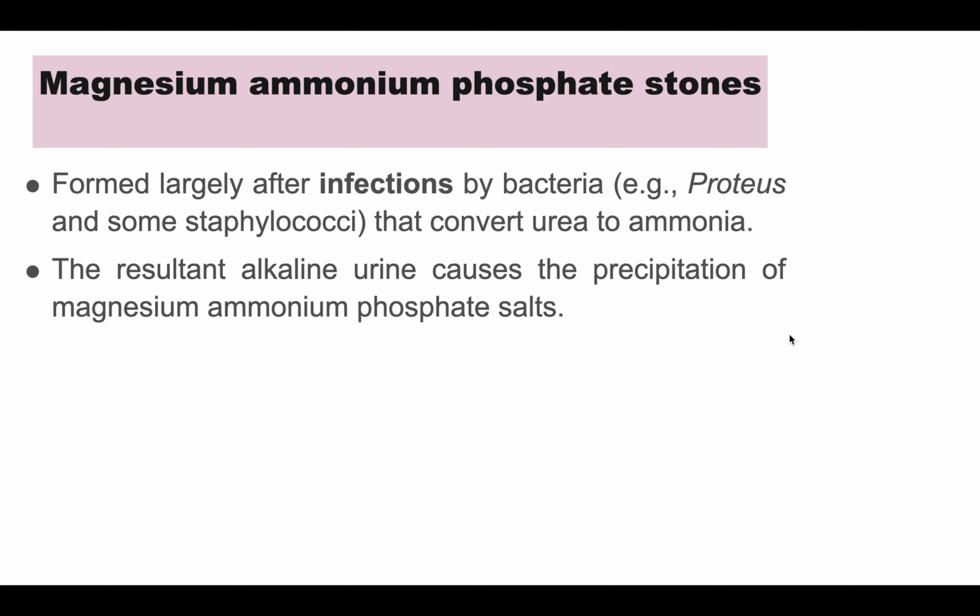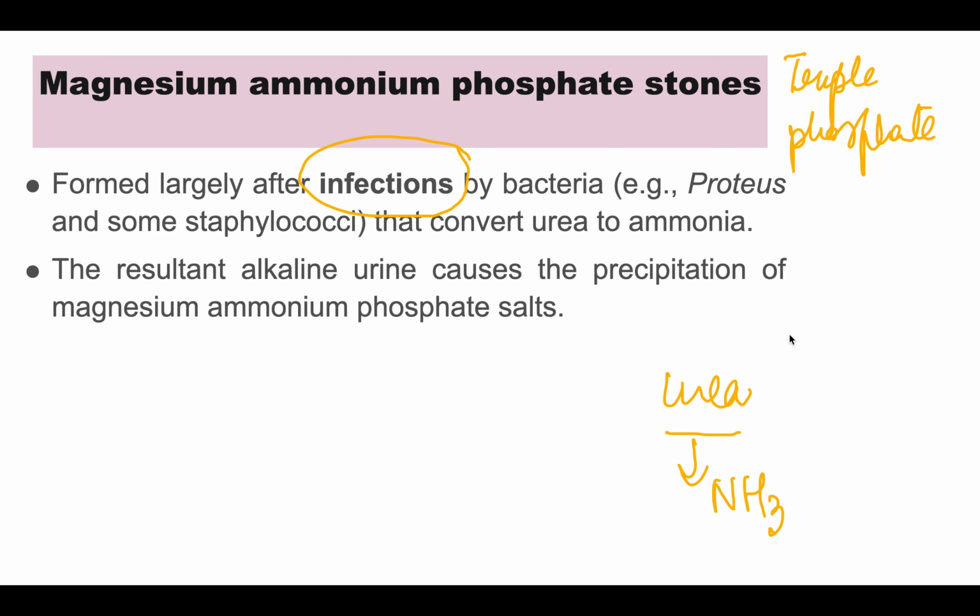Now going to the second stone, that is magnesium ammonium phosphate stone, also known as triple phosphate stone. One thing to remember here is very important: this stone is related to infections. Because of infections by proteus or some staphylococcus, urea excreted in the urine is converted into ammonia. Because urea is excreted in the body in large quantities, whenever these stones form, they are much larger in size as compared to other stones.